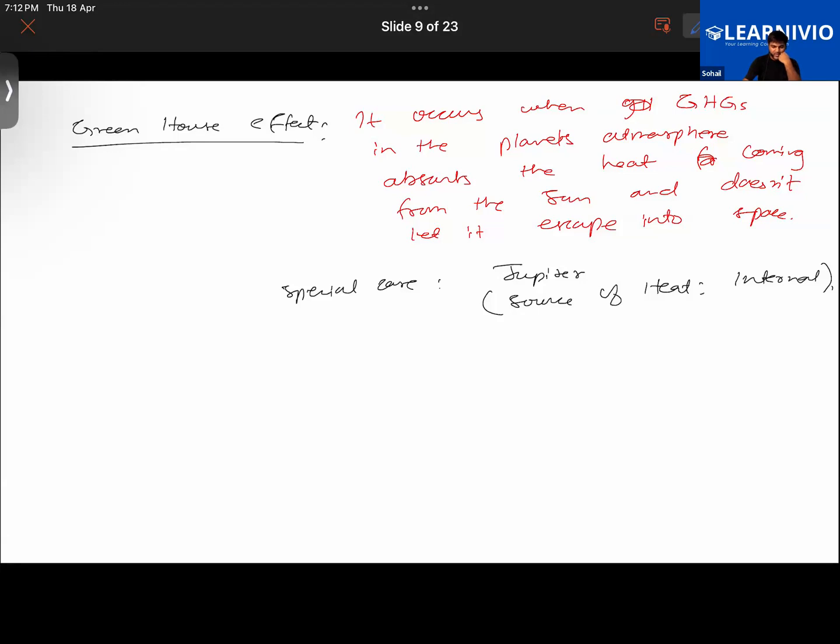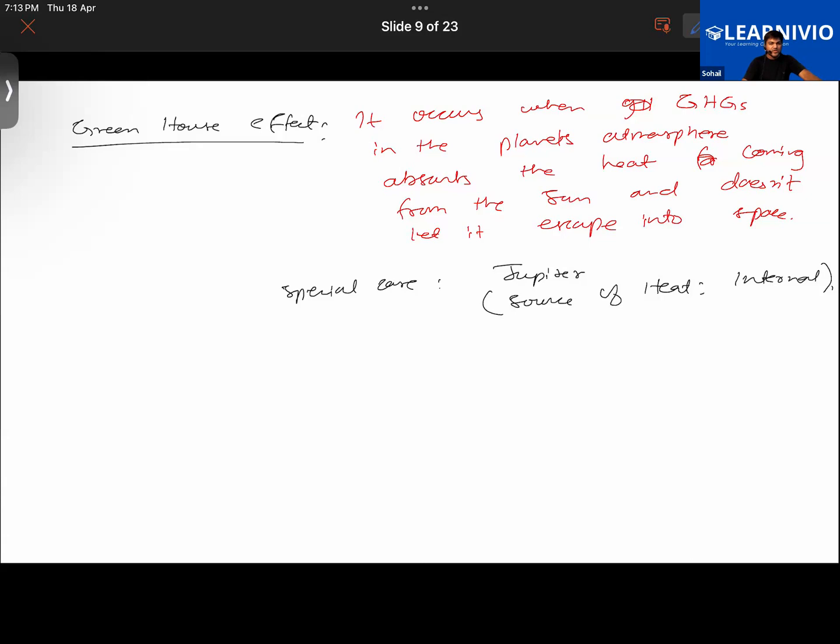Now, next thing which we are going to discuss is, you guys tell me what are some other consequences of deforestation? Natural or human-made causes? Not causes, I'm asking about consequences. Causes we have discussed.